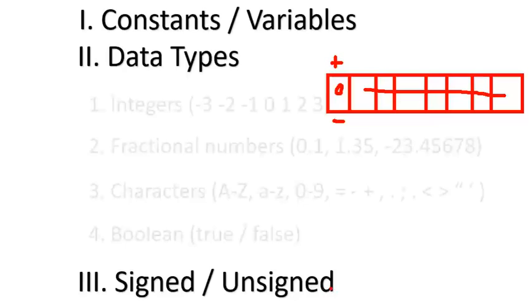In the unsigned variables, all the 8 bits will be used for storing the data, because only the positive numbers can be stored. There are no negative numbers, so there is no need to store the sign. So all the 8 bits will be utilized for storing the data in case of unsigned variables. So let us get into the code.